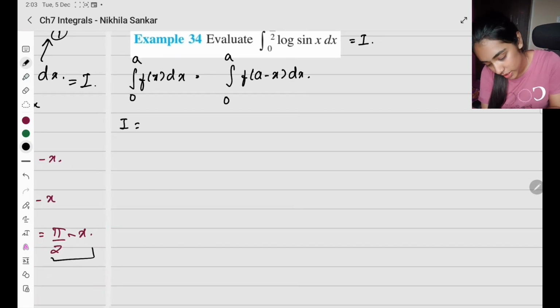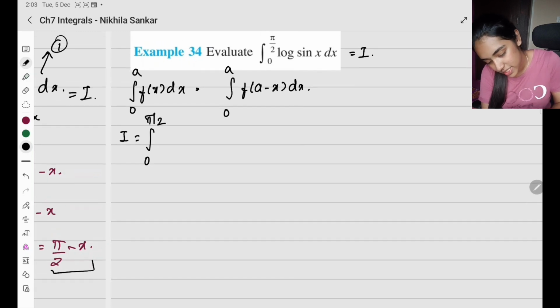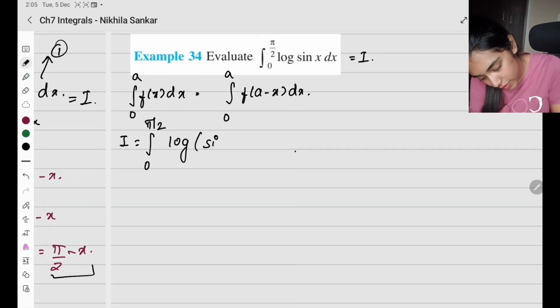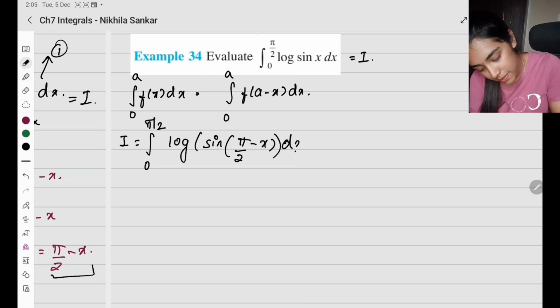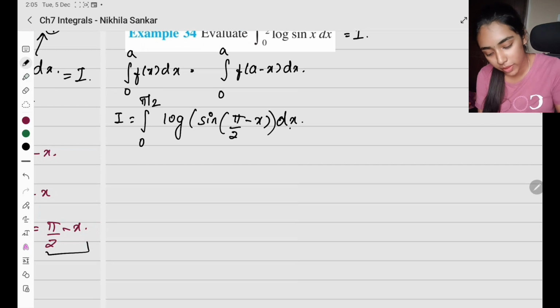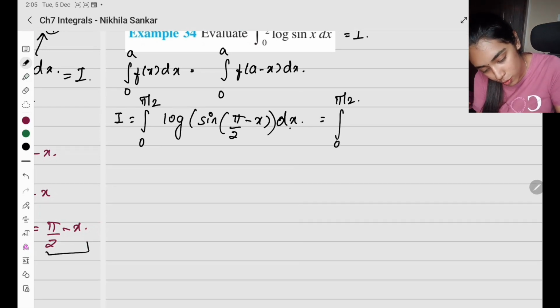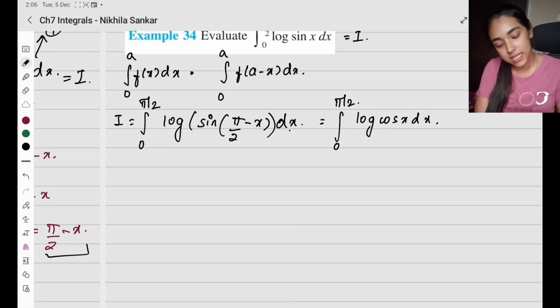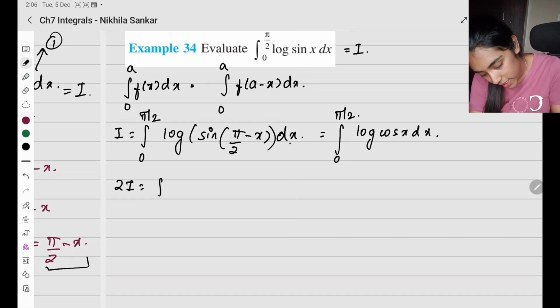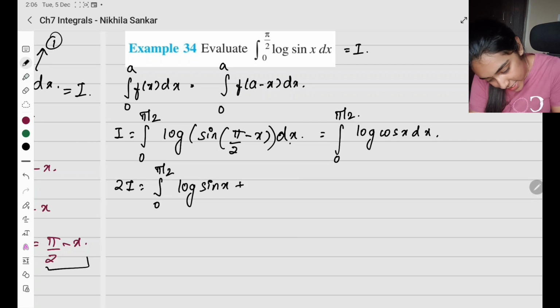So now what is I going to become? I equals, the limit remains the same, log of sin of x, instead of that, pi by 2 minus x times dx. What is sin of pi by 2 minus x? It is going to be 0 to pi by 2 of log of sin of pi by 2 minus x, which is going to be cos x times dx. So now when I add the two, I have 2I equals 0 to pi by 2 log of sin x plus log of cos x times dx.